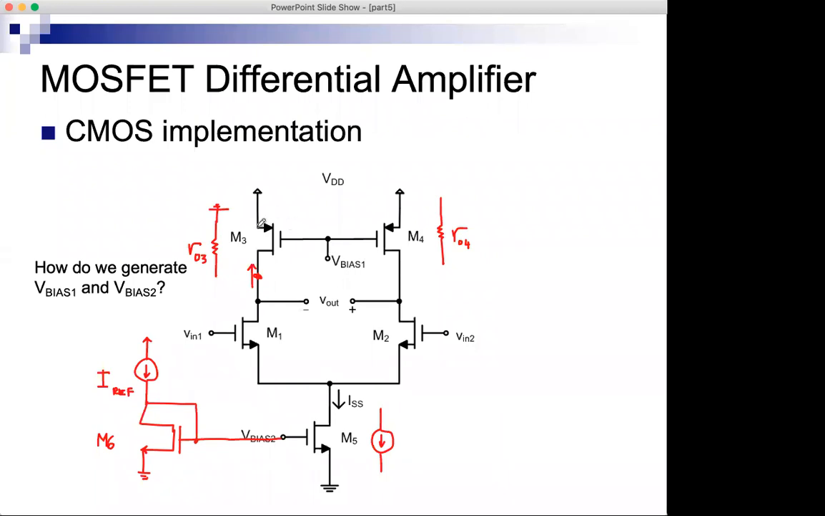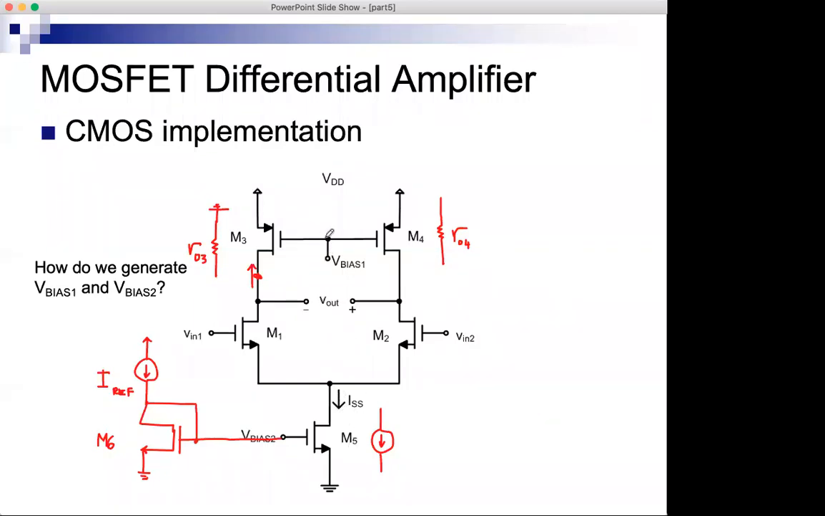Because they are actually, in the DC analysis, generating constant currents, but in the signal analysis they appear as resistors. Same for this, by the way. In the signal analysis, this will appear as the small signal resistance RO of M5.